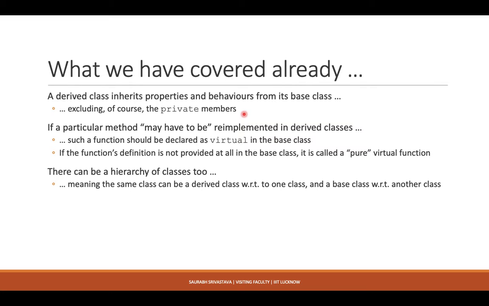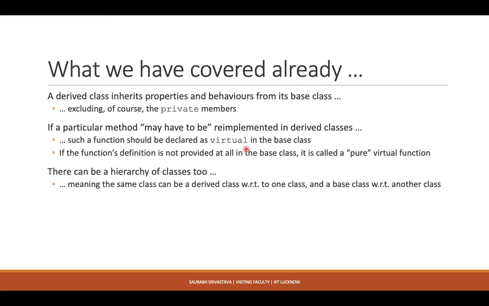And for any particular method that you may feel might be re-implemented or required to be re-implemented in any of the derived classes, such a method could also be declared as virtual, right? So whenever you declare a method as virtual, it is expected that the derived classes may provide a different implementation for this function. If you make a function a pure virtual function, then the derived classes must provide a definition for it. So this is the difference.